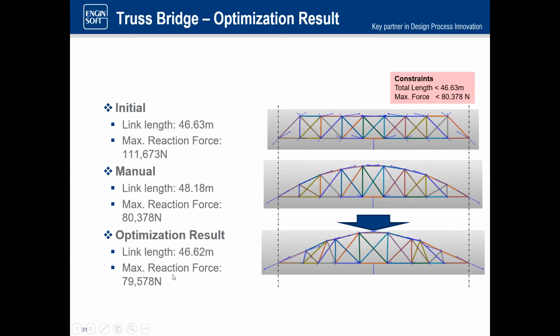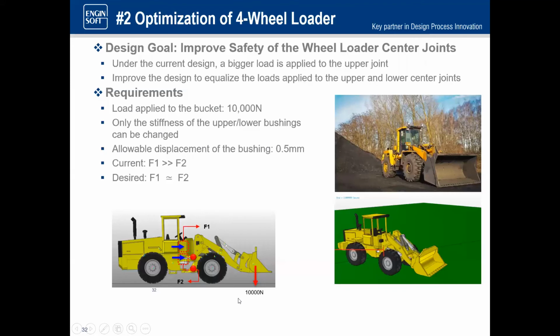We're able to have a total length of all the links that's actually less than the starting point, while greatly reducing the reaction force, as we see here, even beyond the target. So we're down to 79,000 and some newtons. So that shows the power of the optimization.